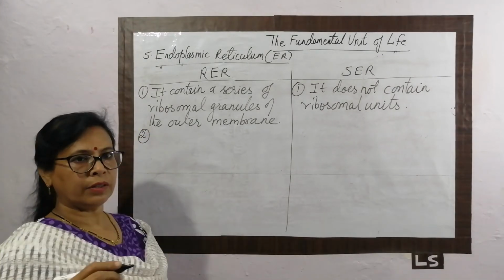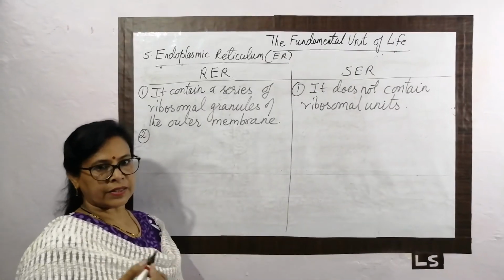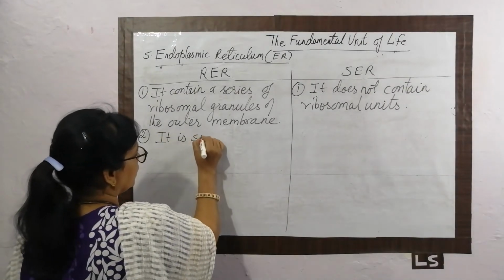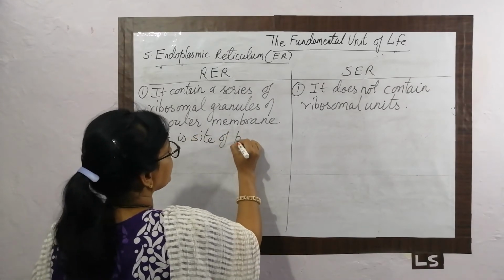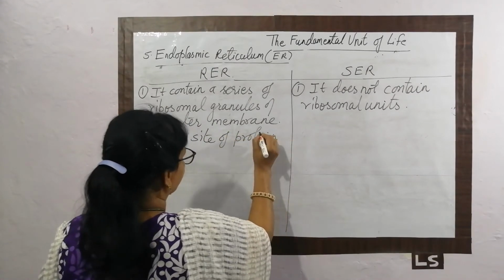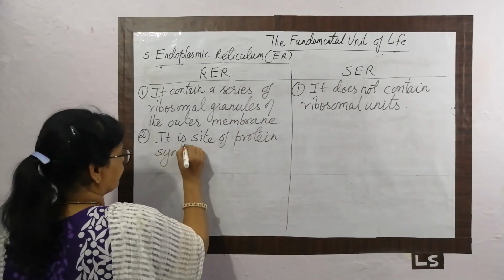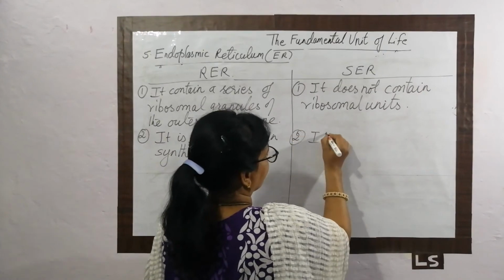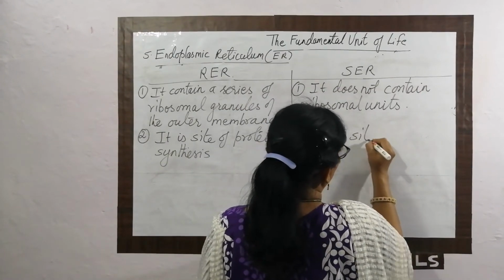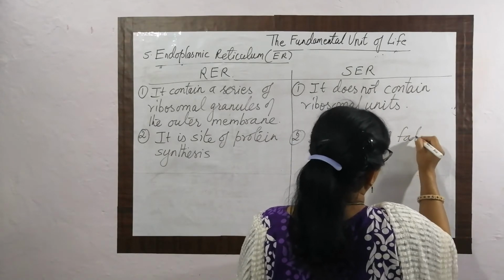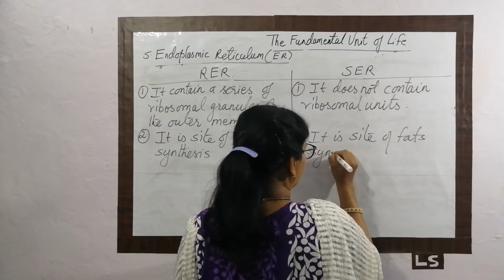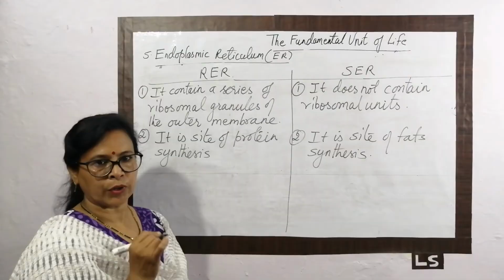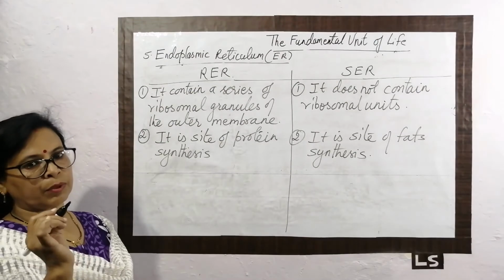The second difference between the RER and SER, as we wrote in the functions of the endoplasmic reticulum: it is the site of protein synthesis. Protein synthesis. And it is the site of fat synthesis. It is the site of fat synthesis. This is the second difference between these two.